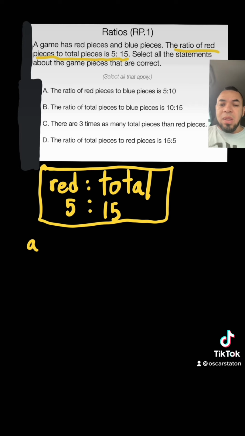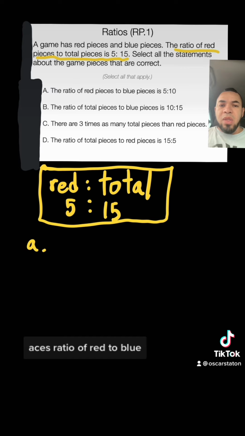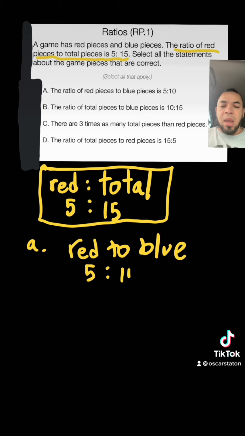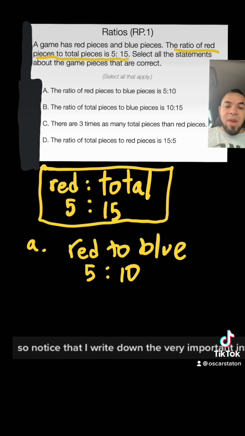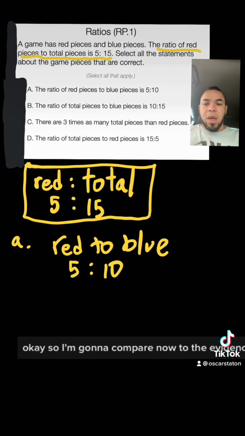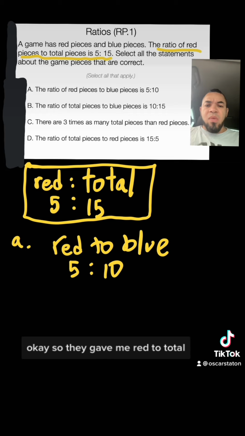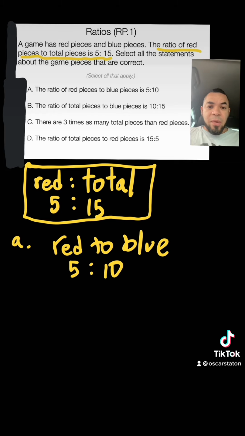So A says, let's see. A says ratio of red to blue is 5 to 10. So notice that I write down the very important information that they gave me, and then I compare it to the evidence. Okay, so I'm going to compare it now to the evidence, and red is 5, that's correct. Blue is 10. Okay, so they gave me red to total. So the red is 5, and the total is 15.